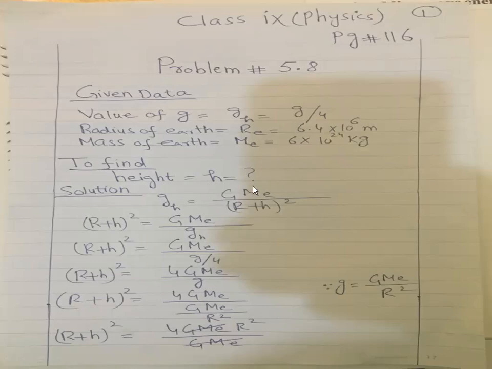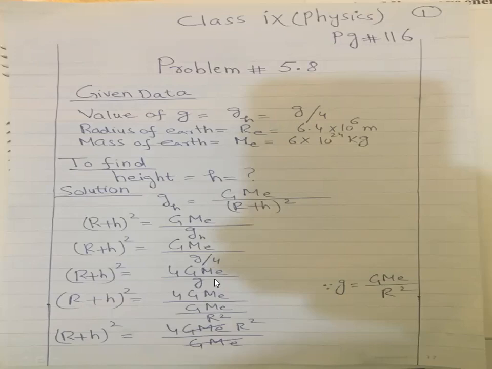g_h is equal to g by 4. Just substitute g_h is equal to g by 4 over here. So what you need to do, 4, if you take divide 4, it will go on the top, it will be 4GM_e divided by g. So (R plus h) whole square is equal to 4GM_e divided by g.